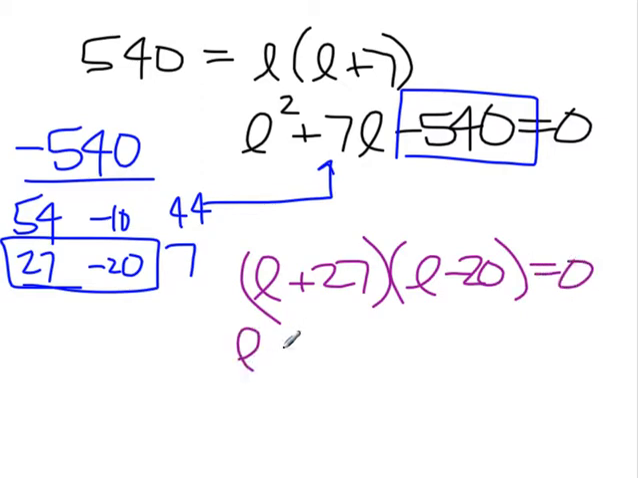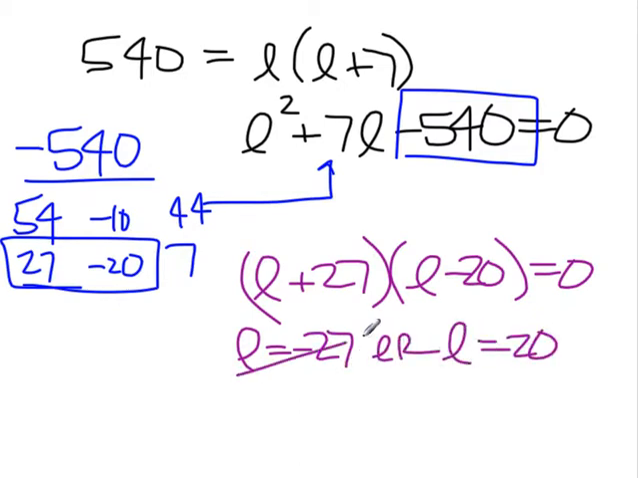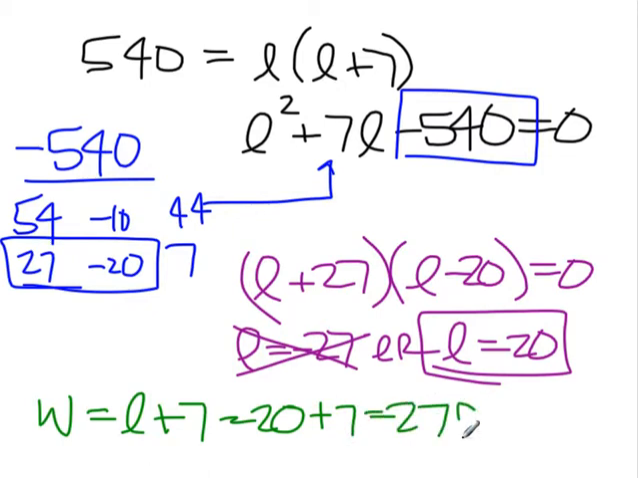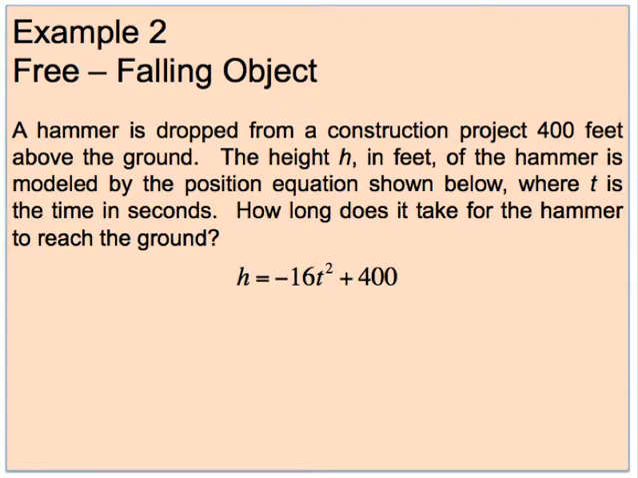So here I get either L is negative 27 or L is positive 20. Since these are dimensions, the negative value doesn't make sense. So we know that the length of the shed is going to be 20 feet. Since the width equals the length plus 7, that's going to be 20 plus 7, which tells us that the width is 27 feet. So we now know that the width is 27 feet and the length is 20.